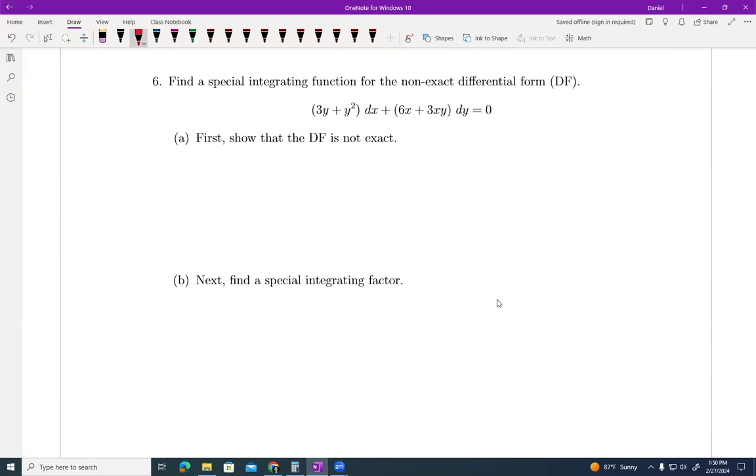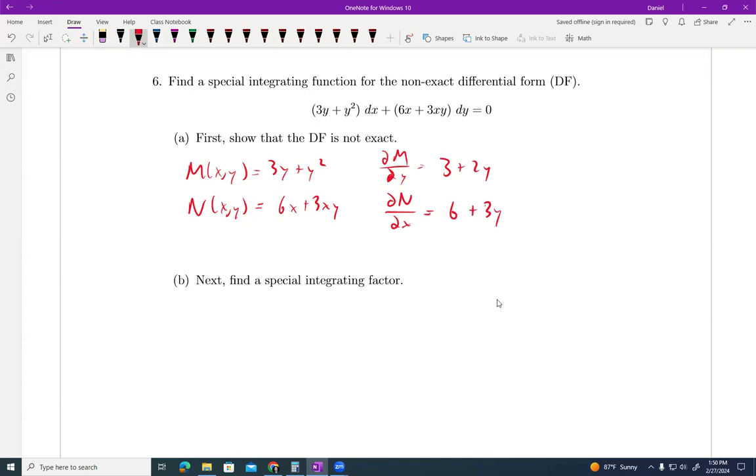First, let's show that it's not exact. So our M of x, y is equal to 3y plus y squared. Our N of x, y is equal to 6x plus 3xy. Do the partial derivative of M with respect to y, and we're going to get 3 plus 2y. Do the partial derivative of N with respect to x, and we're going to get 6 plus 3y. Okay. And we see that these are not equal to each other, so they're not exact.